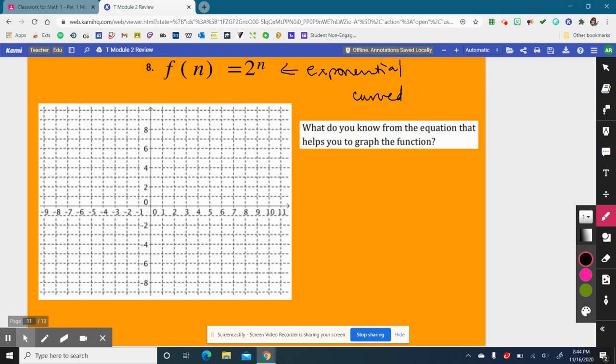Now, what do you know from the equation that helps you graph this function? Well, there's this pesky little thing here, right? We have to figure out an a value, and we have to figure out our b value, right? So this a value here, remember how usually if we write this equation out, it's written as f of n is equal to a times b to the n. Well, we're missing a number here, right? They dropped something. We can't see one of the numbers. But we have our b to the n, right? That's our 2. So 2 is my b value, right? Because it's got the exponent attached to it.